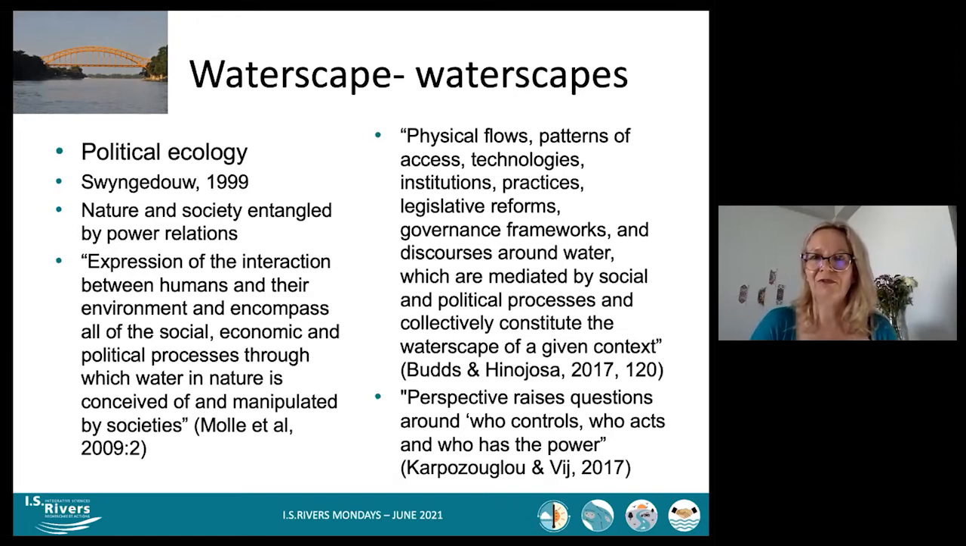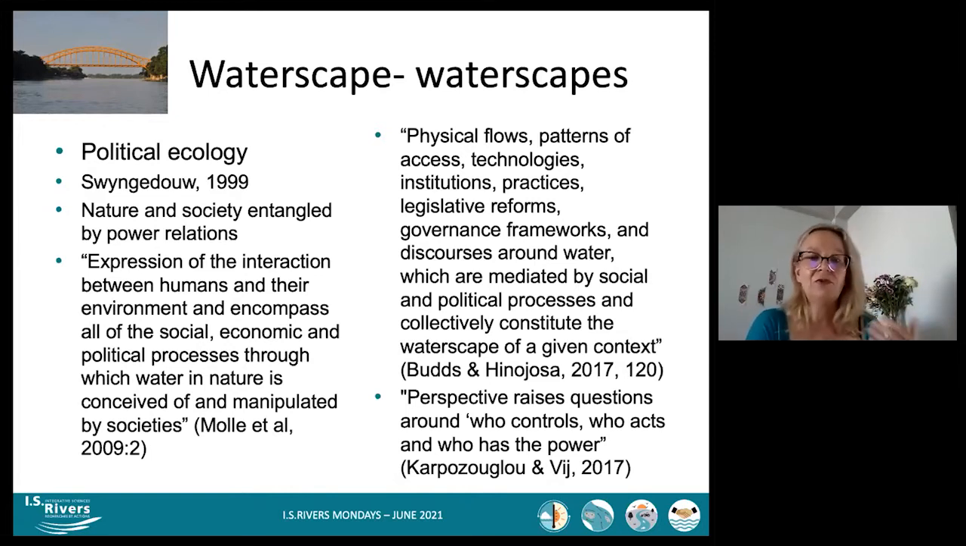So what I'm going to propose today is that we look at the Usumacinta, starting from a concept of waterscape. So we talk about the different waterscapes in Usumacinta, and I'll start by explaining the concept. It comes from political ecology. And Swyngedouw, one of the authors who proposed the concept in 1999, it's a concept that makes it possible to bring into connection nature and society through the viewpoint of power relations.